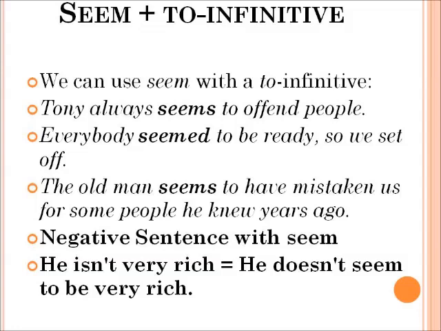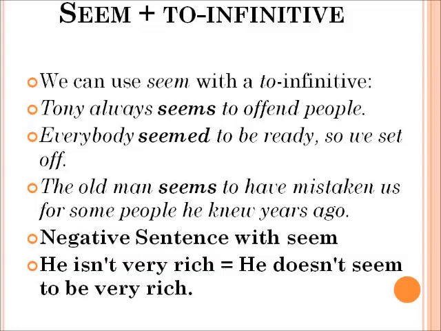With singular noun or third person, with he, she, it, we use doesn't seem. And with plural noun like I, we, you, they, we use don't seem. Yeah, they don't seem, or just like that, okay?